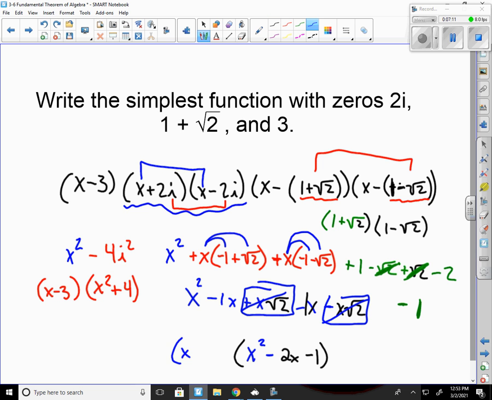And that's times x squared plus 4. And times x minus 3. So we've done all that to get to this point so far.